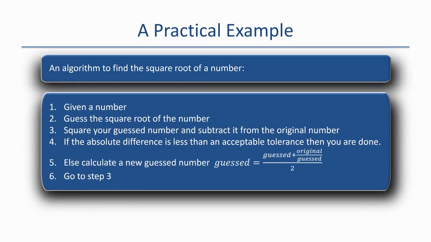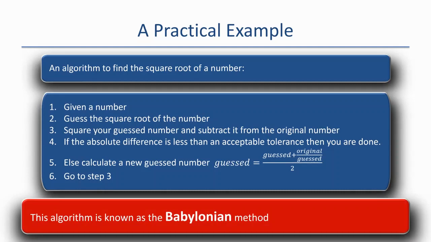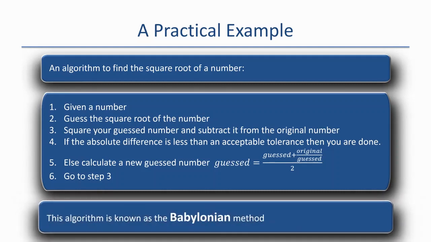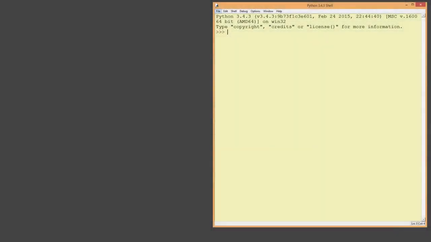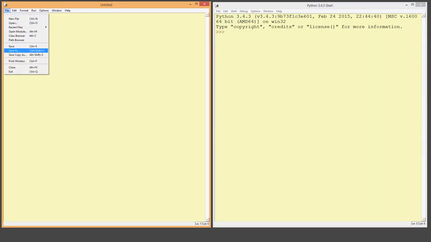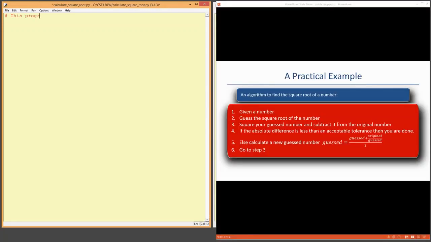This algorithm is known as the Babylonian algorithm. So now let me implement this in Python. Again, I'm going to open the Python IDLE, open a new text editor, and the first thing I do, I save it and give it a name. I'm going to write the program, but let me put the algorithm on the right side so you can see as I type the program.